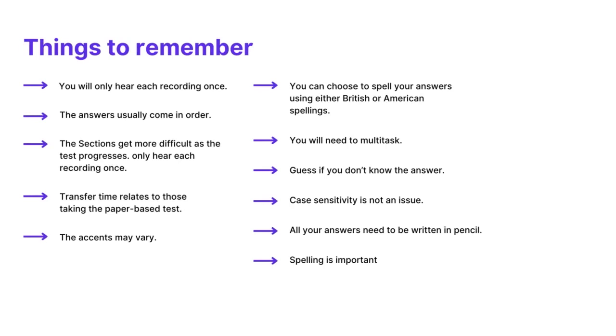During the listening section, you could hear a range of accents, from American to British to Australian, etc. So when you're preparing, listen to different accents so that your ears get accustomed to them. You can also choose which spelling you'd like to use, as there are some differences between American and British spellings.